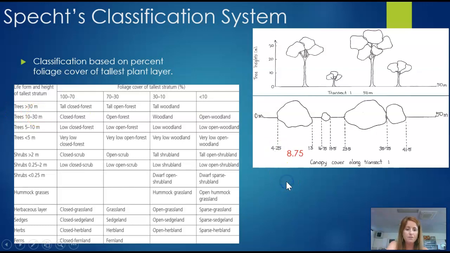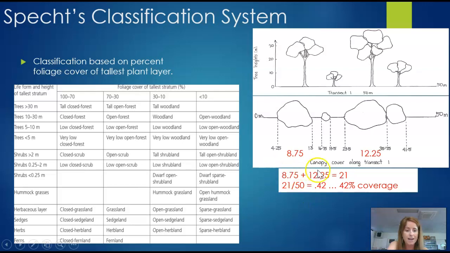And so if we look here, this tree here is greater than 30 meters, so it's 8.75. We do that by saying this is along a transect, which was 50 meters. So 13 minus 4.25 gives me 8.75. And then I take my other tree that was over 30 meters and I say 35.75 minus 23.5, and that gives me 12.25. I need to add those two together. And so when I add those two together, I get 21. And then I have to define the percent coverage. I have to divide that by the length of the transect. So the length of the transect was 50 meters. So I divided it by 50, multiplied it times 100, and I end up with 42% coverage.